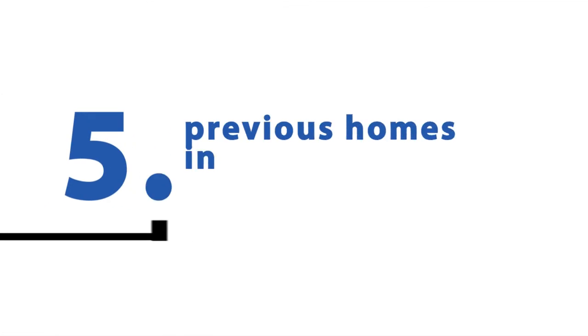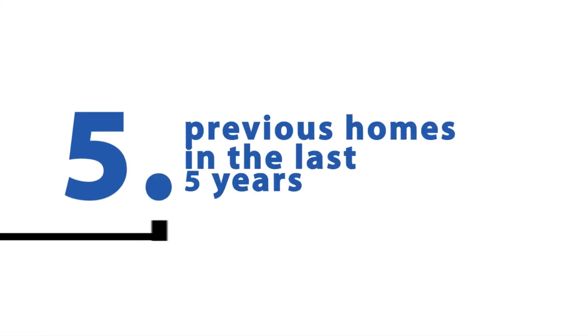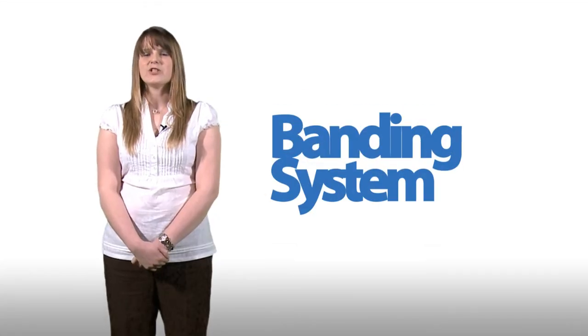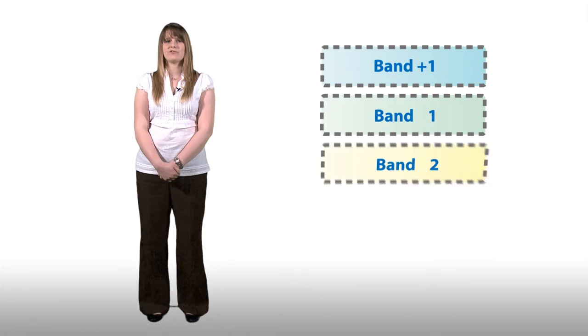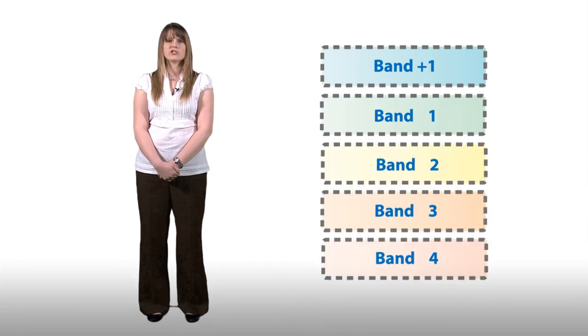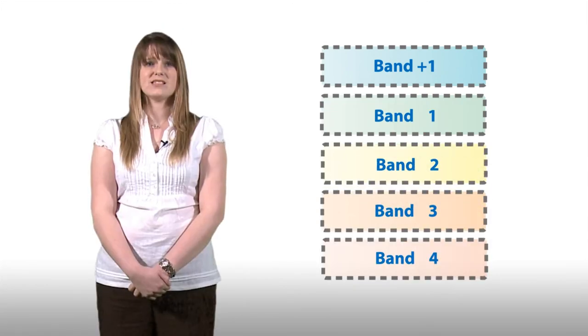Number 5, you will also need to supply all the information from previous homes you have lived in for the past 5 years. If you rent privately, the name and address of your landlord is also needed. To decide your priority, UChoose uses a banding system. We look at your housing need and you will be placed in a band from the information you have provided on your application form. It's based on a scale from Band 1 Plus to Band 4, with Band 1 Plus being the highest priority and Band 4 being the lowest.